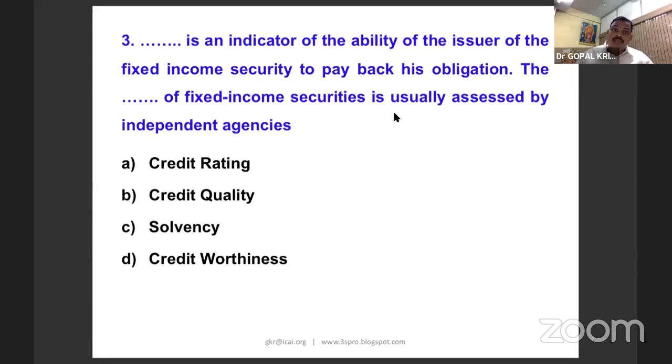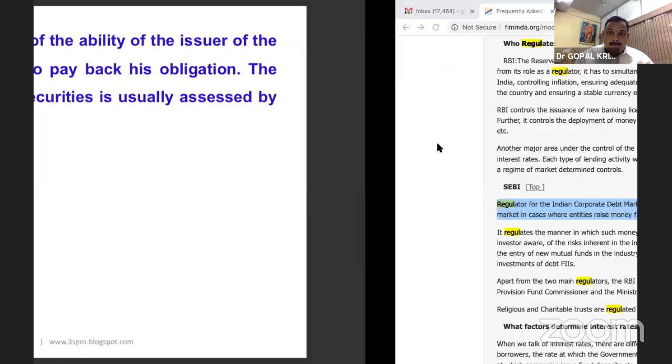So what is an indicator of the ability of the issuer of the fixed income securities to pay back his obligation? The dash, again, creditworthiness or solvency of the fixed income securities is usually assessed by independent agencies. Wow. I'm not going to give the answer. Solvency, Harshit Daral says solvency. Subbu says solvency. Okay, so which is the right answer? Credit worthiness and credit rating. Oh my God. 3D is credit worthiness. 3A is credit rating. There is only one answer. Rohit Dhar, credit rating. Rajesh Jain.